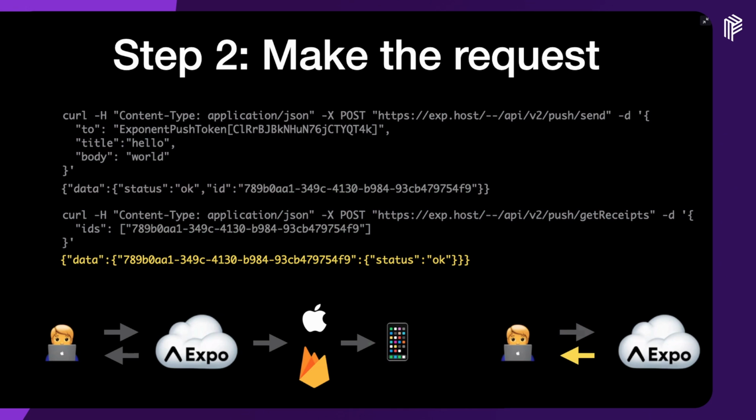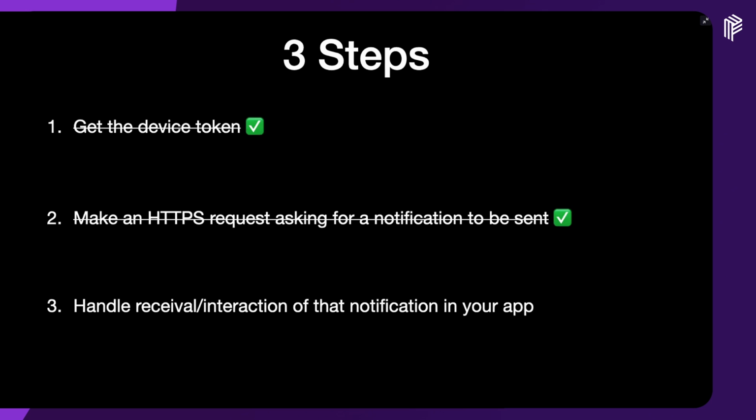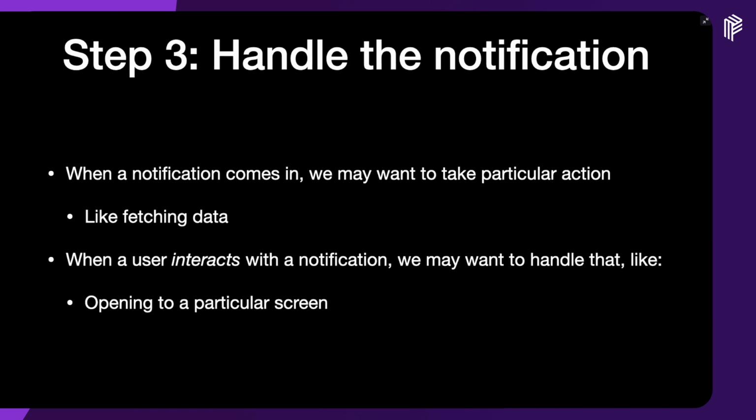And so now we've done our error checking, made sure it worked, and that's really great. We are now done with our second step. The device has received a notification. We could theoretically stop here if that's all the behavior that we want. But let's say that maybe when a user receives a notification, we want to take some sort of action in the app, or when a user interacts with the notification, like by tapping it, maybe we want to do something there. Like if our user taps a notification, we open a particular screen in the app.